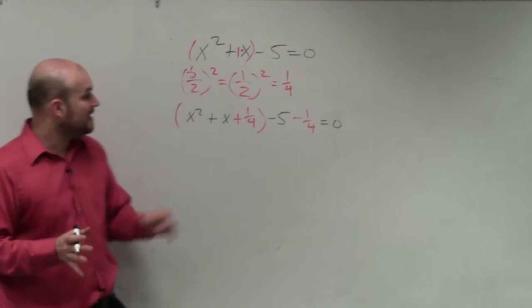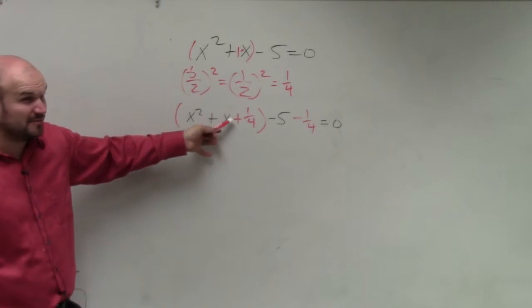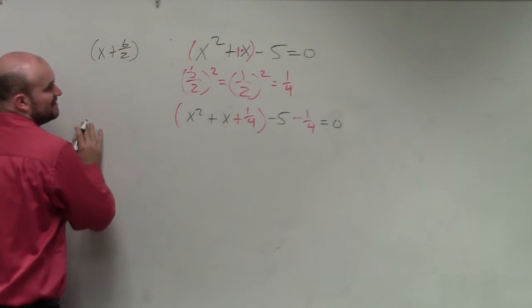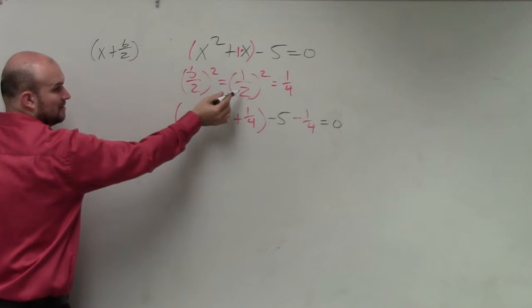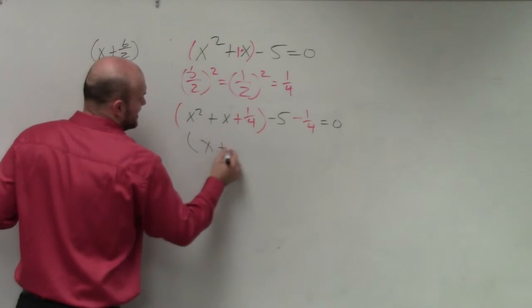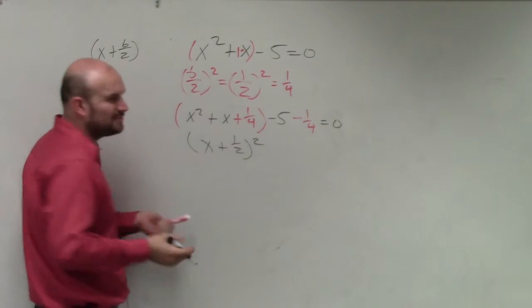OK? Then this might be a little bit hard for you guys to remember factoring. So again, just like I said, you can always remember x plus b divided by 2. What was b divided by 2? 1/2. So x plus 1/2 squared. You don't have to worry about factoring it.